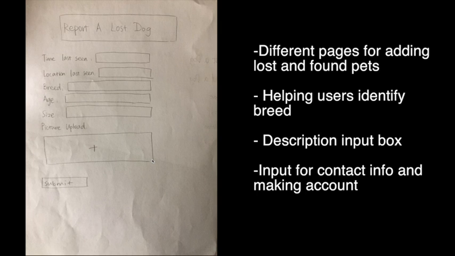Moreover, we forgot to include inputs for the actual contact information of the user making the post. We assumed that the user would already have an account, but most of the time when people are reporting these lost and found pets, they probably won't have an account. So having an input to put in the user's contact information, phone number, email, etc. will be super helpful. And then having a button on the bottom that says make an account or save account info, contact info, etc. will be super helpful in easing the difficulties of actually making the account.